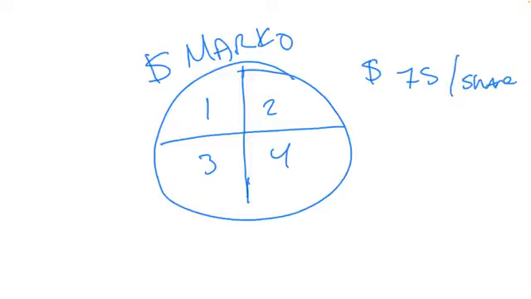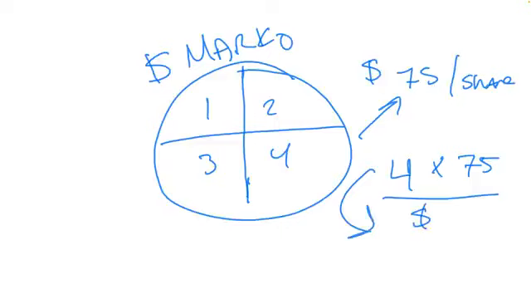What is the market cap of this company? So let's use our formula. It's simply just the shares outstanding, which we know is 4, multiplied by the share price, which we know is $75 a share. So if we take 4 times 75, this equals $300, okay? So this hypothetical company called Marco is worth $300 as their market cap.